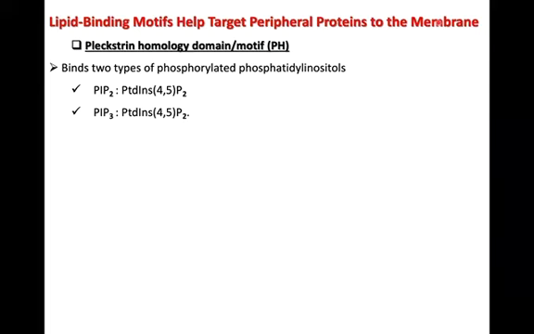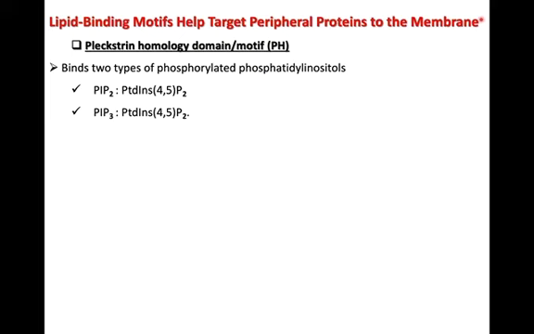So let's talk about the lipid binding motifs. Lipid binding motifs help some of the peripheral proteins bind to the membrane. Some proteins have a kind of domain or motif, which is called the pleckstrin homology motif or domain. Usually, we just call it the PH domain.